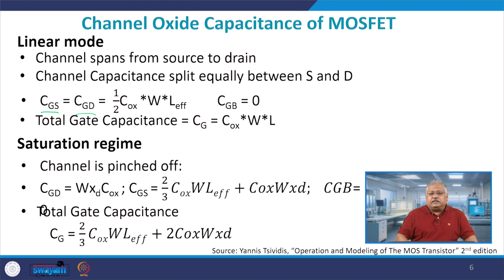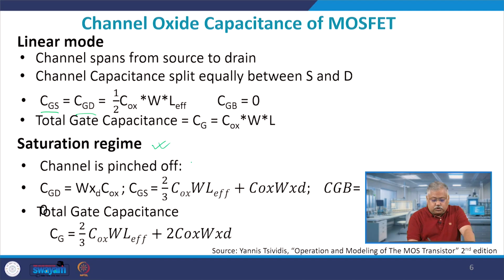The reason it is 0 is that now you have an inversion layer which actually starts to screen between the gate and the bulk. So your gate to bulk becomes effectively equal to 0. What is the change which you see? The change here is 1/2 Cox into W into L effective, which you did not see in the previous case. This is for the linear mode of operation, when you have a current which is directly proportional to the value of VDS. So it is the linear region of operation.